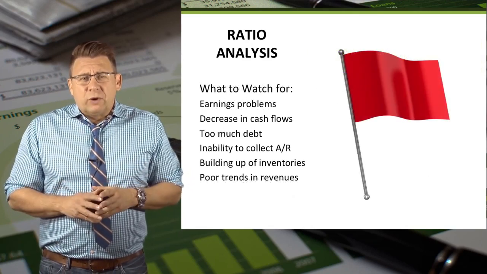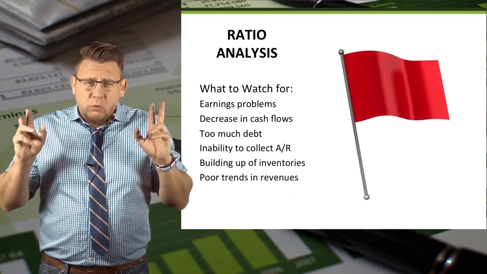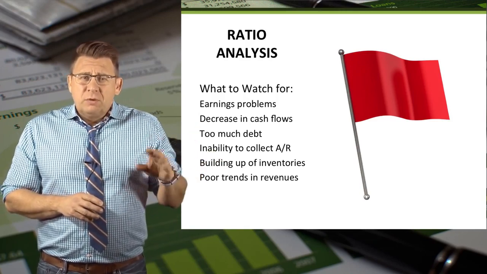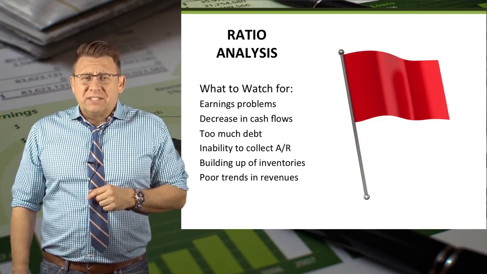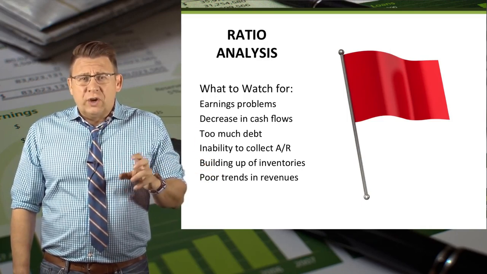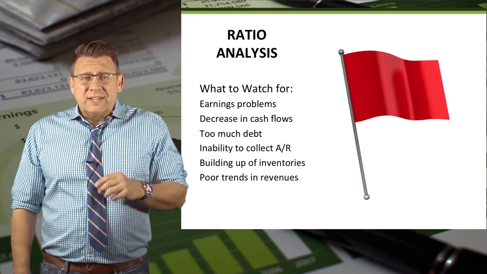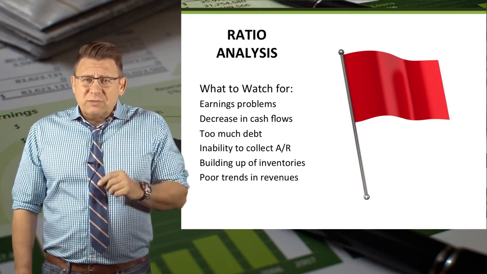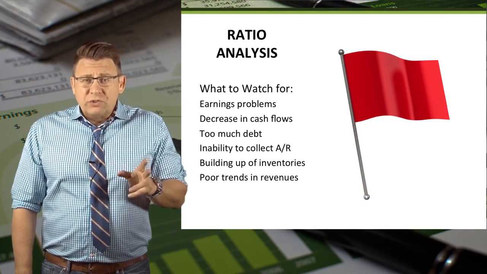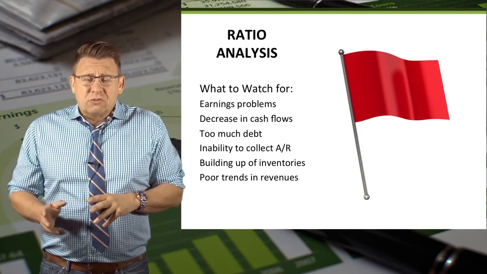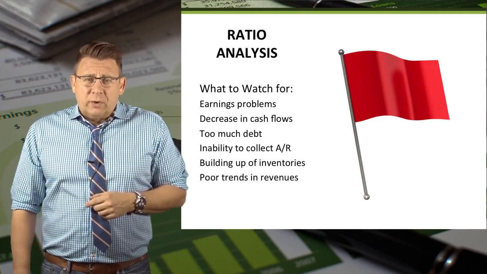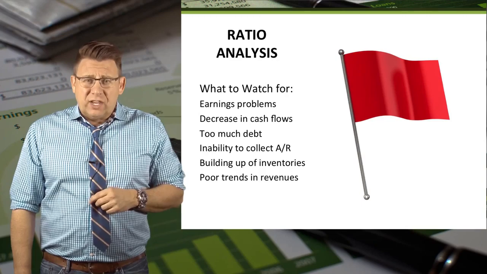When performing ratio analysis, there are some red flags to watch for, like earnings problems, poor cash flow from operating activities, too much debt, receivables and inventory, or poor revenue trends. Remember that no one single ratio tells us everything we need to know about a company. For most companies, some indicators will be strong and others might be weak. The whole package needs to be evaluated in order to arrive at an educated decision.